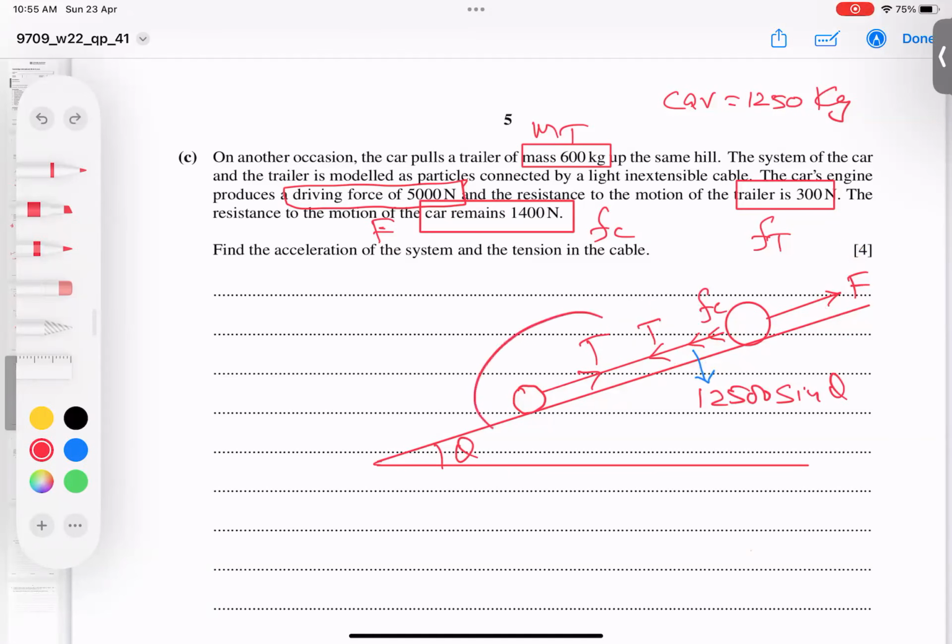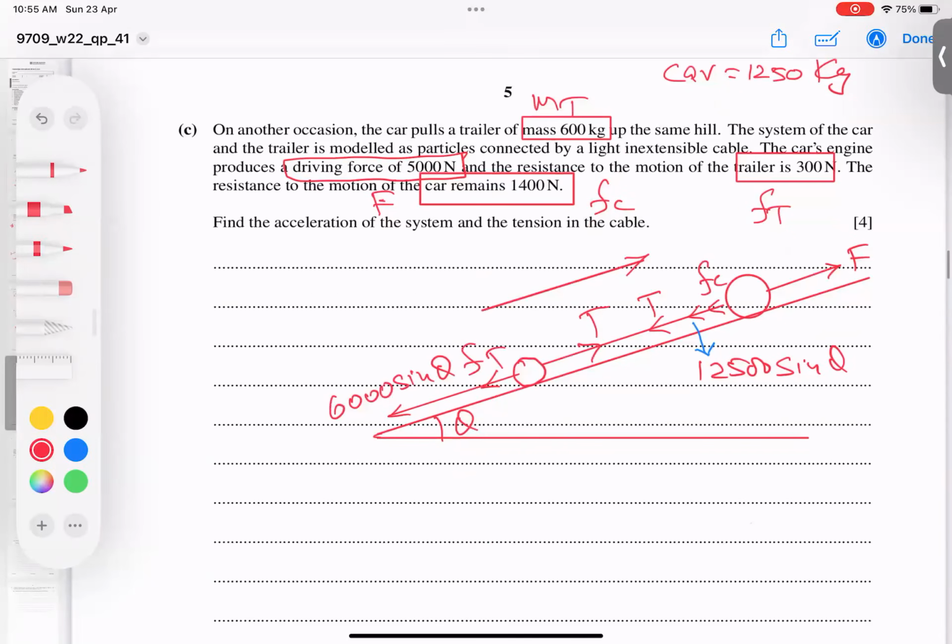And now in the same way on the trailer we also have some forces acting. Let's decide. If the particle is traveling upwards, naturally the friction is downwards. FT stands for friction on the trailer. I hope you got the idea. And plus the weight component. The mass of the trailer is 600, so this becomes 6,000 sine theta. So I think you got the idea how I got all these forces.